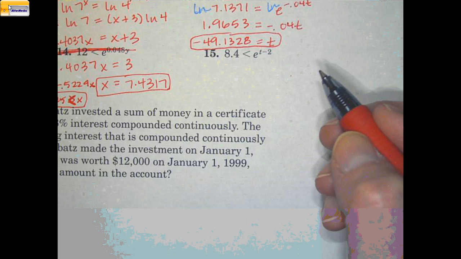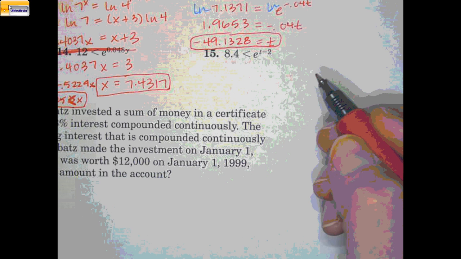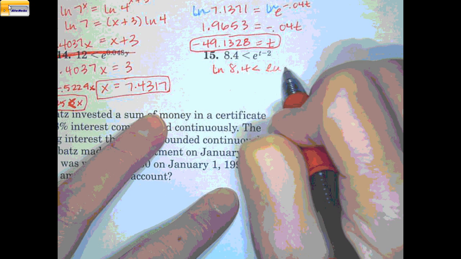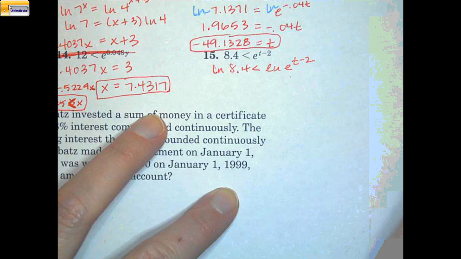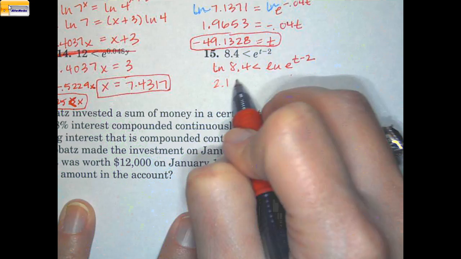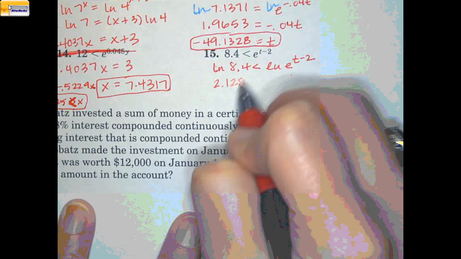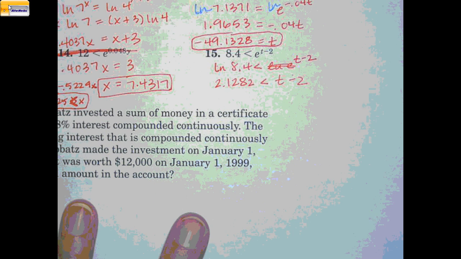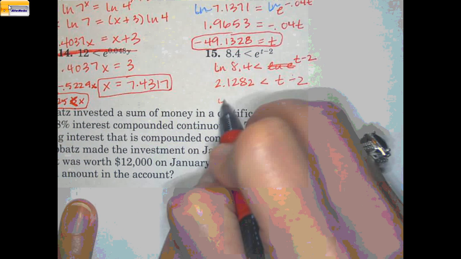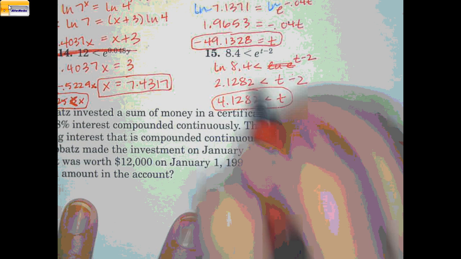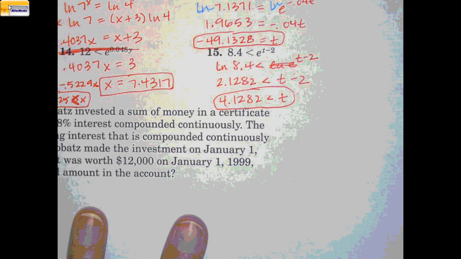All right, this little guy here, I see an e. What do I do to get rid of it? Put it with an ln. Whatever you do to one side, you have to do the other. So now I have a natural log of 8.4, which is 2.1282. These guys go away, and I'm left with t minus 2. Add 2 to both sides. Questions on any of that?